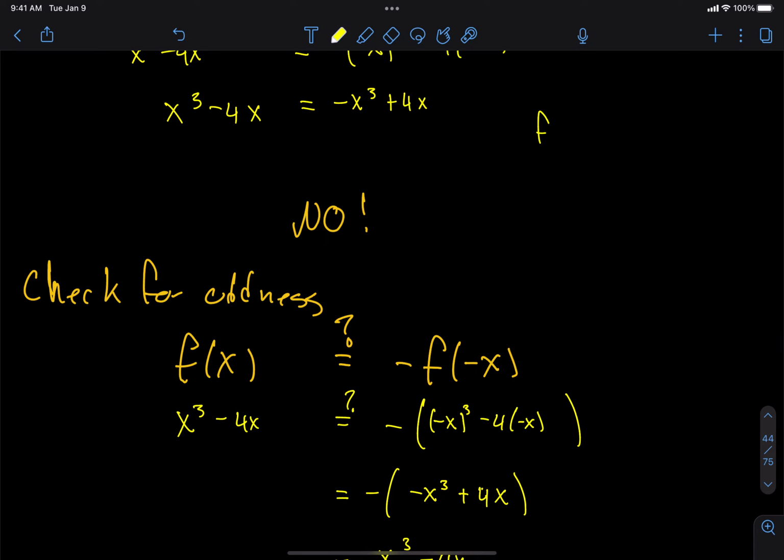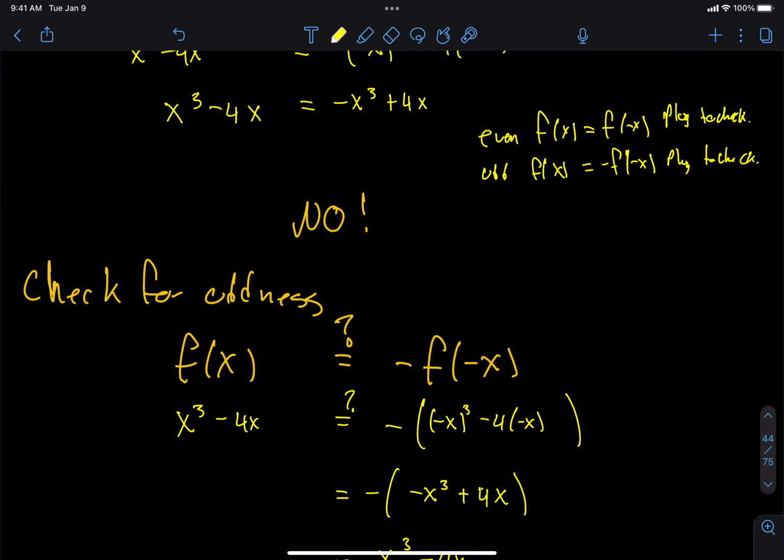Okay, so checking even and oddness, by the way, this is another one that I would put on your formula sheet. Even function, I would write even: f of x equals f of negative x. And I'd write something like "plug to check." You see what I'm saying here? And then odd: f of x equals negative f of negative x. Plug to check. Give yourself little notes to help you remember what you're supposed to do, in addition to whatever the formulas are. Okay? So that's even and odd functions. Does that answer your question? Okay.